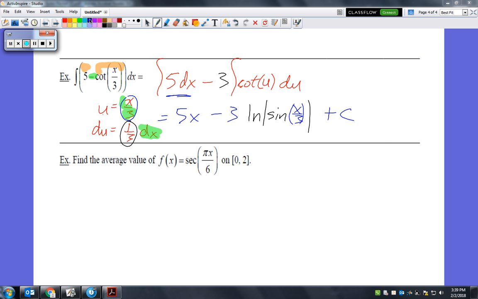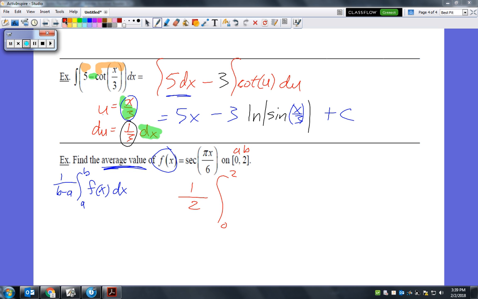Okay? And last but not least, a little bit of review of this thing. Remember that? The average value of a function. If we're trying to take the average value, what we need to do is 1 over b minus a of that function from a to b, and we'll be done with it. So find the average value. Here we go. 1 over 2 minus 0, because this is a and b, from 0 to 2.